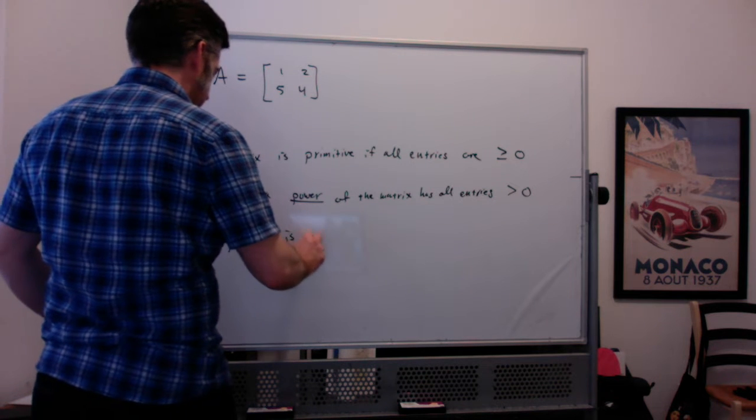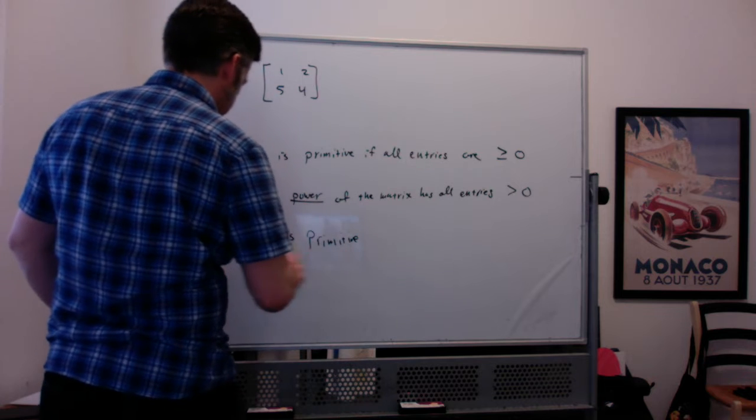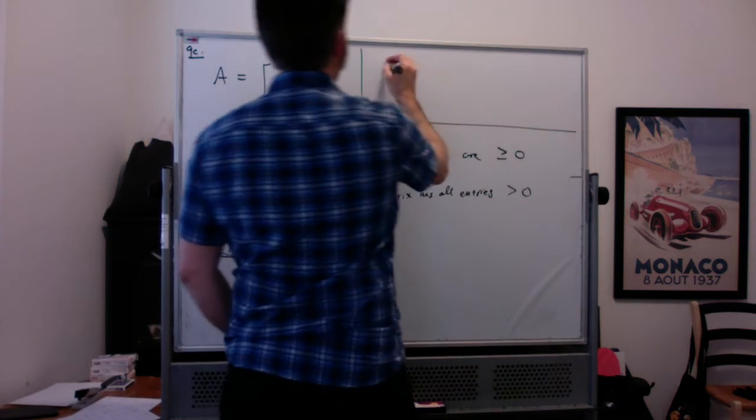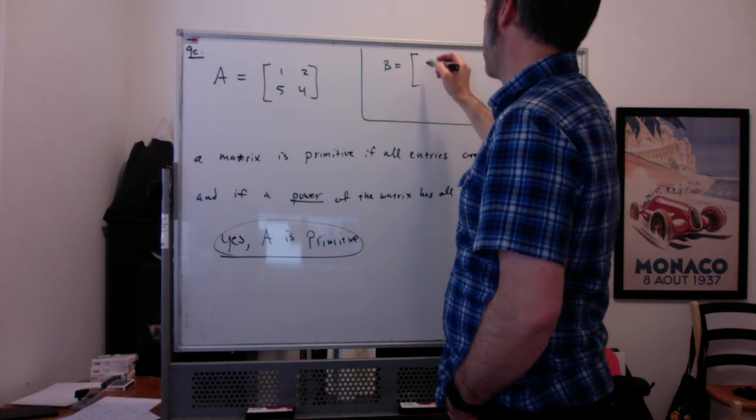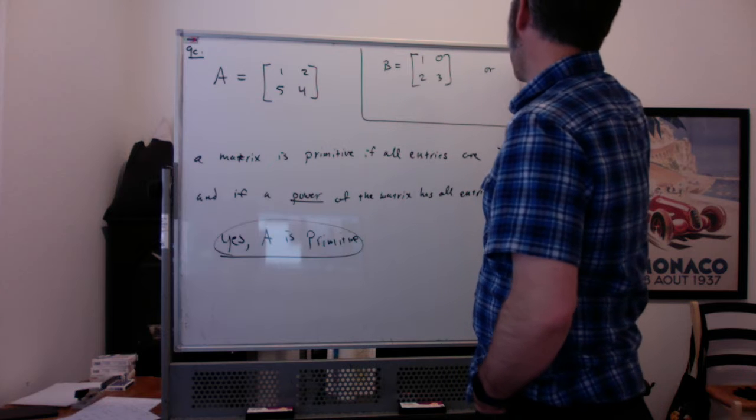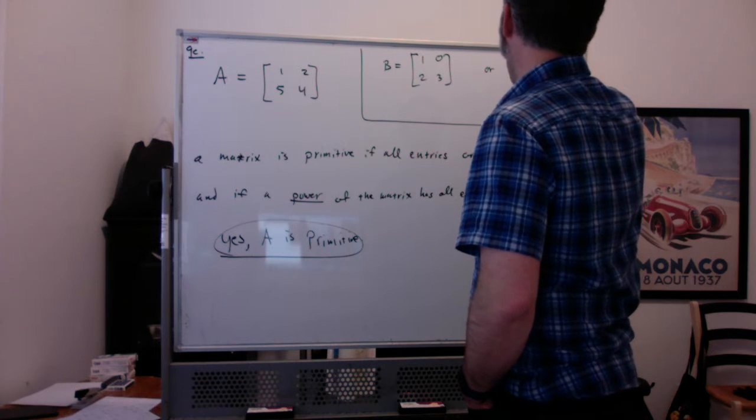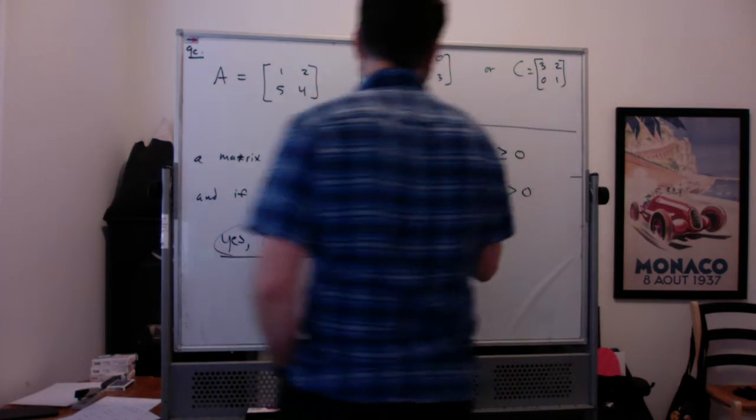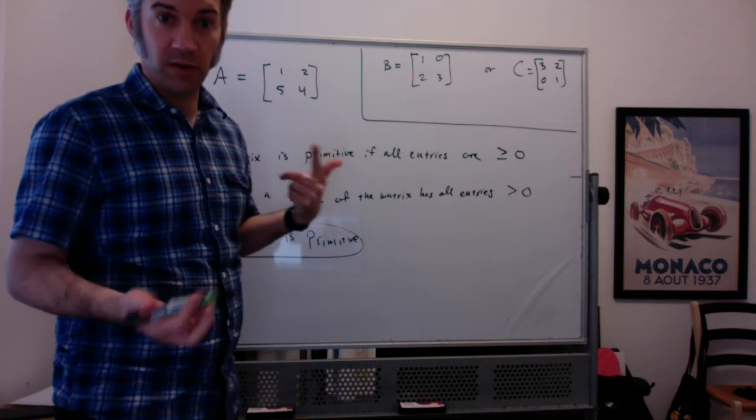A is primitive. Another example, just to make sure everyone's cool with this: say the matrix was upper or lower triangular. So if you had something like 1, 0, 2, 3, or 3, 2, 0, 1. These matrices are also both primitive. If you look at B, first of all, they meet the first condition. All the entries are non-negative. They're greater than or equal to 0.